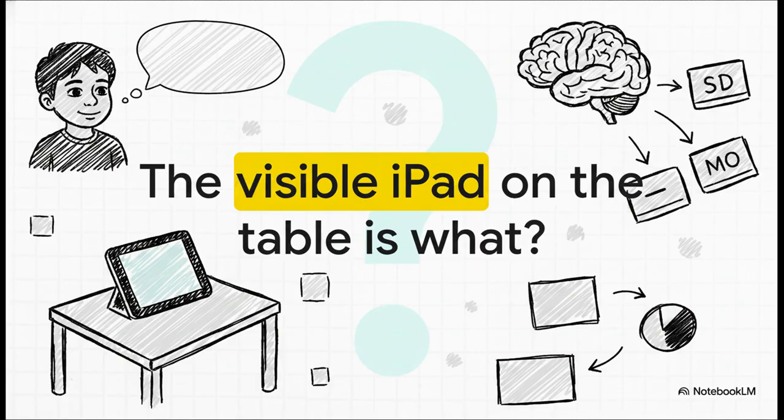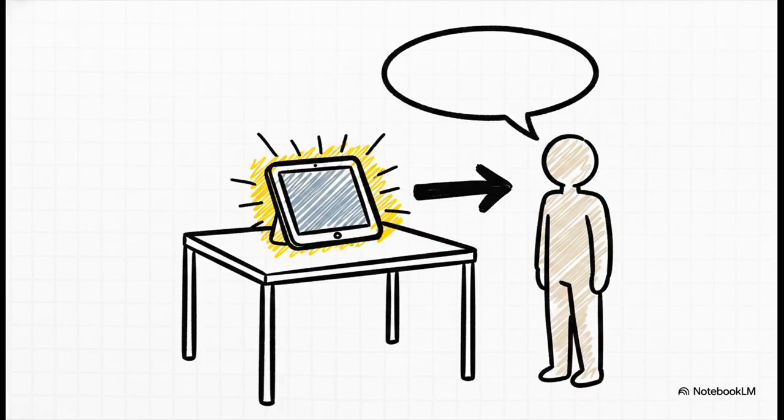Question 2. Same basic scenario, but now the child actually sees the iPad sitting right there on the table and asks for it. That visible iPad is what? Is it A, an SD, B, an AO, C, negative punishment, or D, a response class? If you said A, you absolutely nailed it. The visible iPad is the SD, the discriminative stimulus. Why? Because the physical presence of that iPad sitting on the table is the exact external signal telling the child, hey, if you ask for this right now, reinforcement is available.